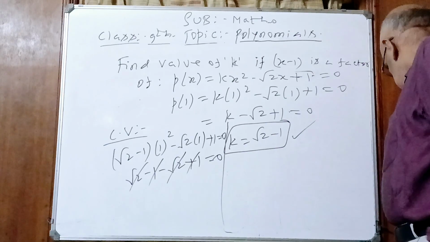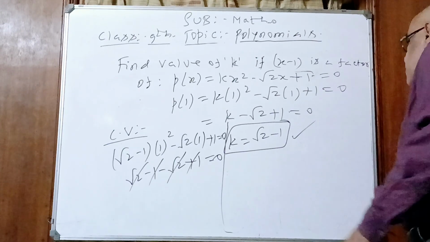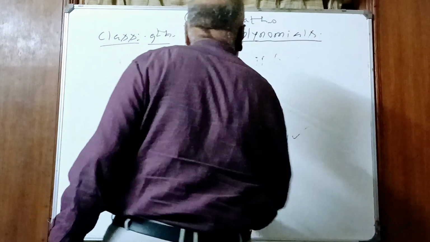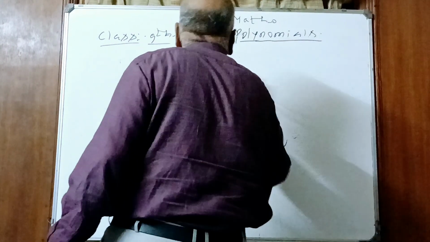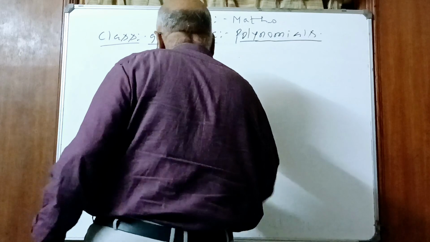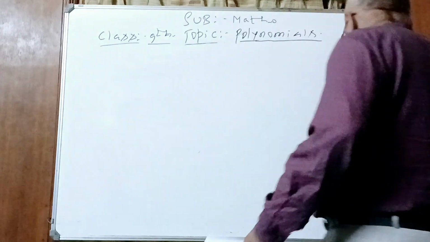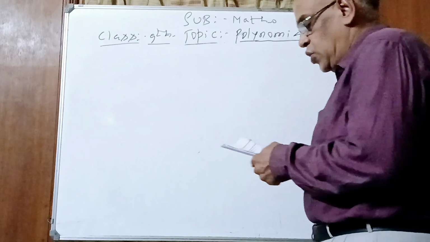Yes or no? Easy, children. Understood? Yeah. One question of this type. Find the value of k. If here is x minus 1, then we give x plus 1, x minus 2, anything. Then substitute x value by taking the factor equal to 0.